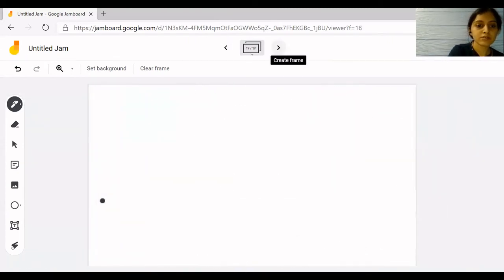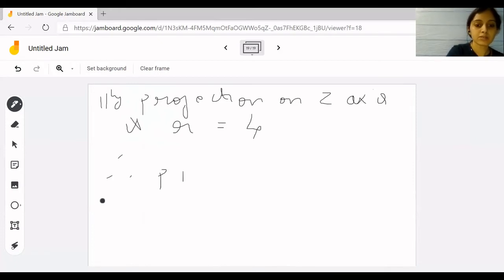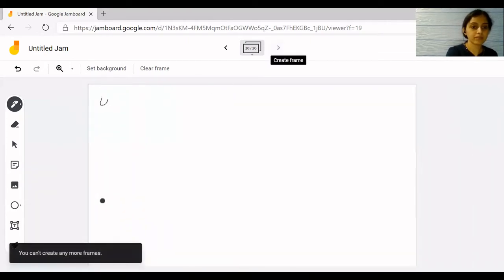And similarly, the projection on the z-axis is r, which is equal to 4. Therefore p plus q plus r will be equal to 2 plus 3 plus 4, which is 9. So the sum of the projections of the vector on the axes is given by 9. Okay, let's go to 5, the next question.